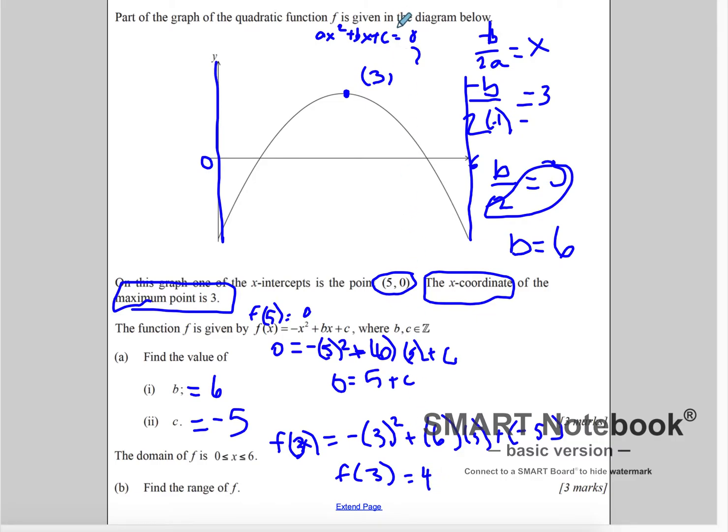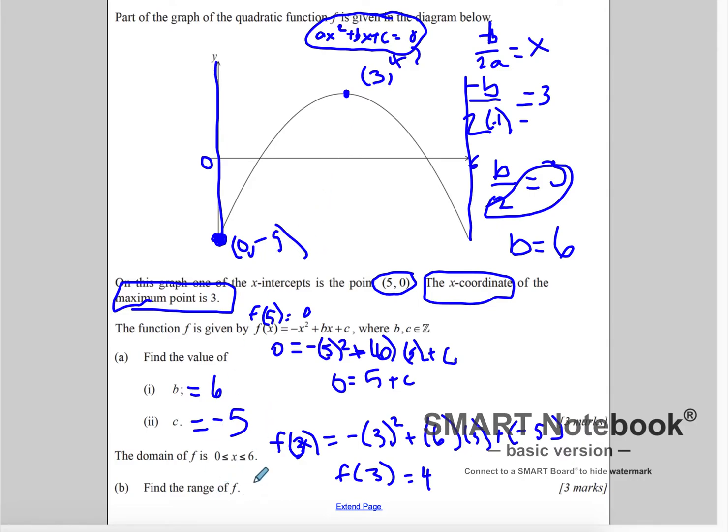Okay, f of 3 is actually equal to 4. So our point up here is (3, 4). Well, what about the bottom point? Well, the bottom point we know is negative 5. And the reason we know that is because c is negative 5. So in this equation, our c value is always the y-intercept, right? So I know that this point down here is (0, -5) because it's always the y-intercept.